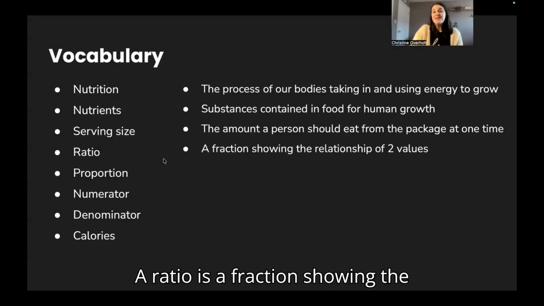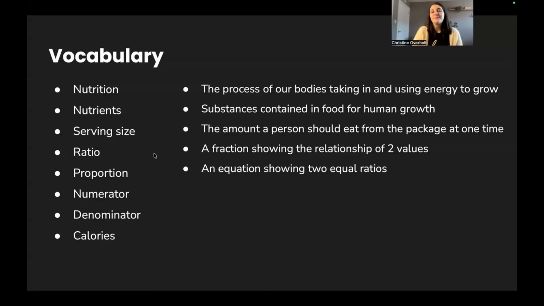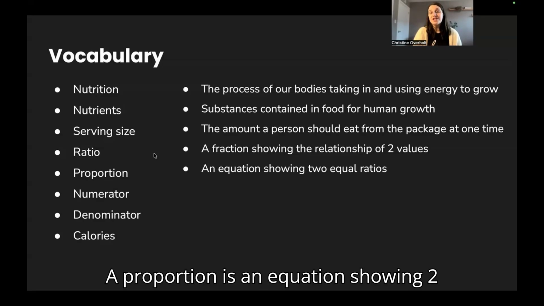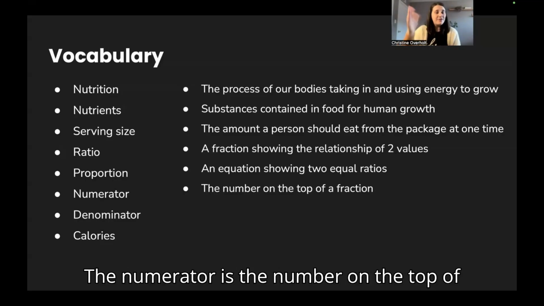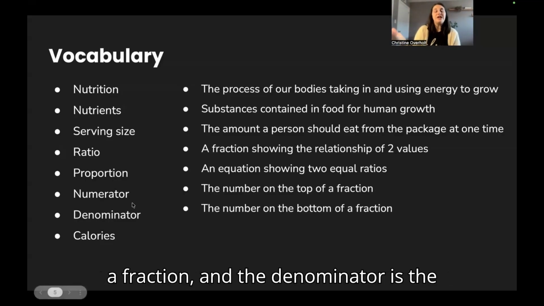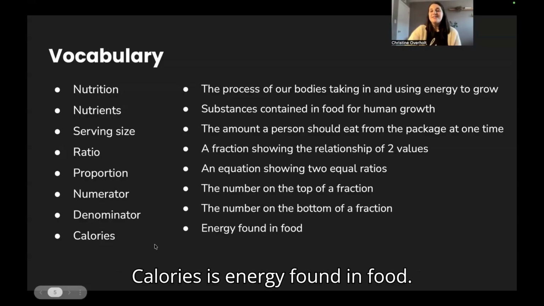A ratio is a fraction showing the relationship of two values. A proportion is an equation showing two equal ratios. The numerator is the number on the top of a fraction, and the denominator is the number on the bottom of a fraction. Calories is energy found in food.